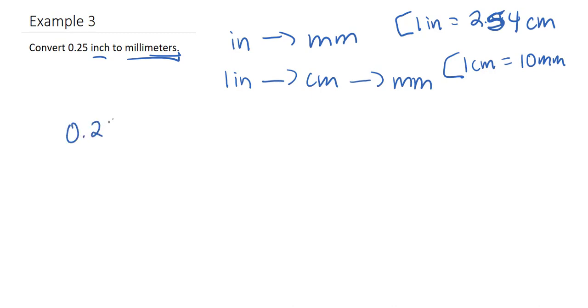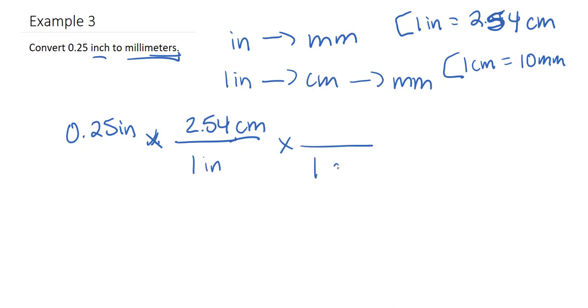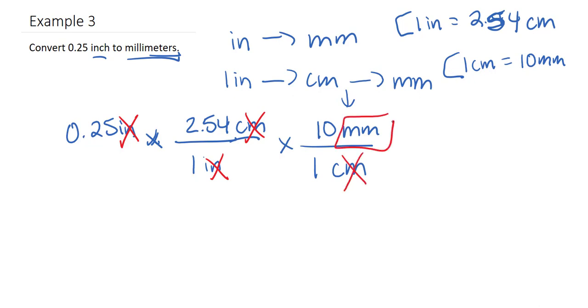So 0.25 inches. Let's put the inches on the bottom and put 2.54 centimeters on the top. Then what's next? We need to get rid of centimeters. So we're going to put 1 centimeter is equal to 10 millimeters on the top. So this is just our conversions that we're using. Now let's cancel out. We can get rid of inches, and we can get rid of centimeters. And we're left with millimeters, which is exactly what we want.